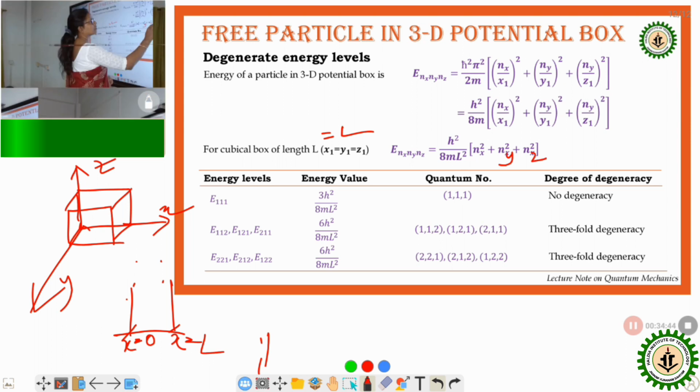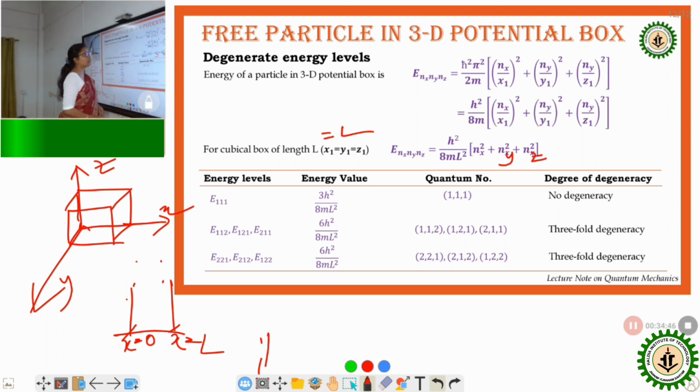Here will be nx. This is my mistake: nx, ny, and nz. If you put E111, that means nx=1, ny=1, and nz=1. So what will be the value? You are getting 3h square by 8ml square. If you put 1, 1, 2, that means 6h square by 8ml square.